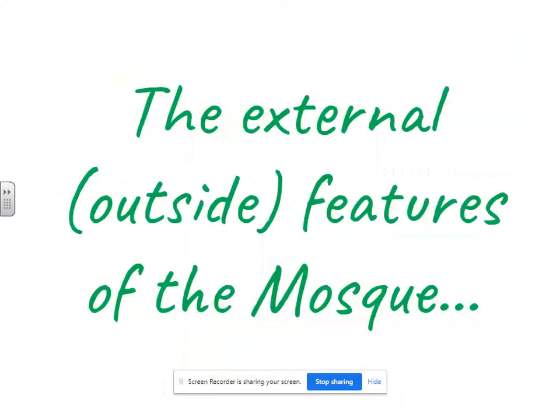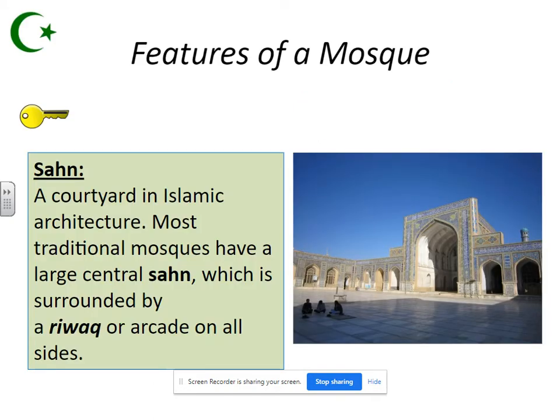So in the next couple of slides, I want you to see how you might recognise the features of a mosque. So in this next bit, I'm going to talk about the external, outside features of a mosque. And I'm going to talk through every little bit because you're going to have an opportunity to go through it. But external features of a mosque could be things like a sahn or a courtyard. This allows for a place for the community to get together.